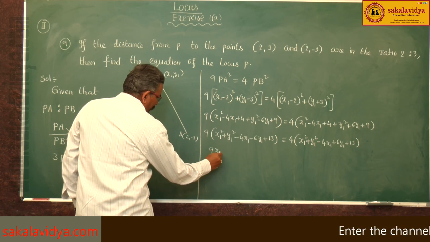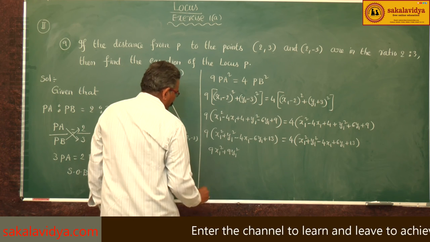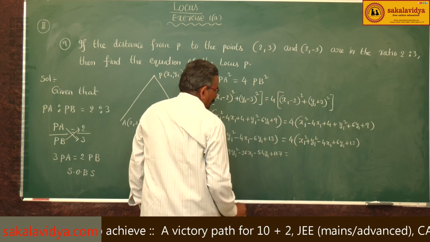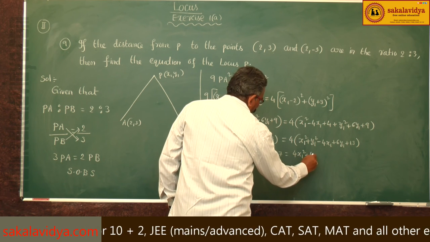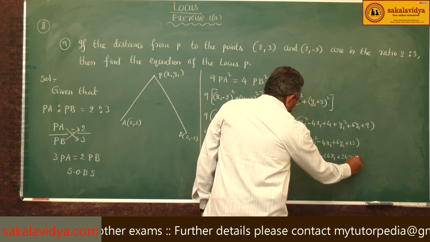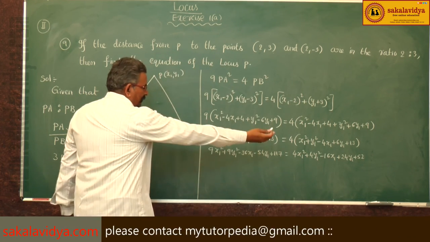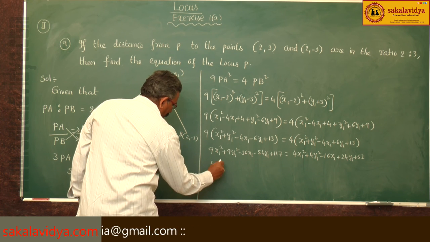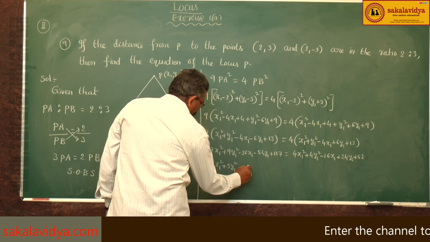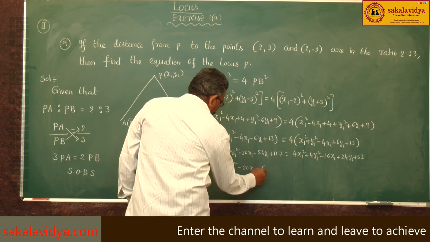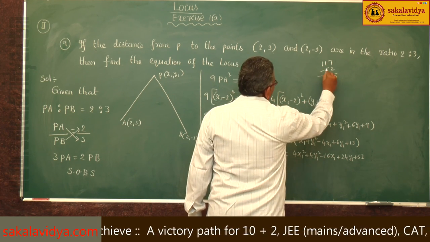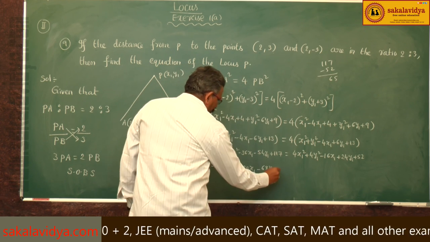So 9x1 square, 9y1 square, minus 36x1, minus 54y1, plus 117, equals 4x1 square, 4y1 square, minus 16x1 plus 24y1 plus 52. Now bring all the terms to this side. 5x1 square, 5y1 square, minus 20x1, minus 78y1, 117 minus 52 is 65, so plus 65 equals 0.